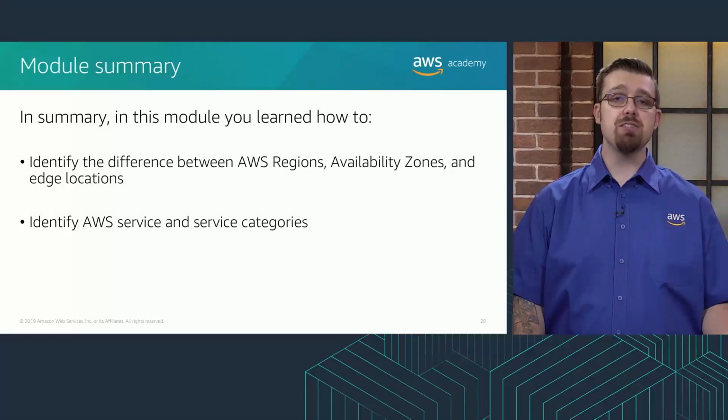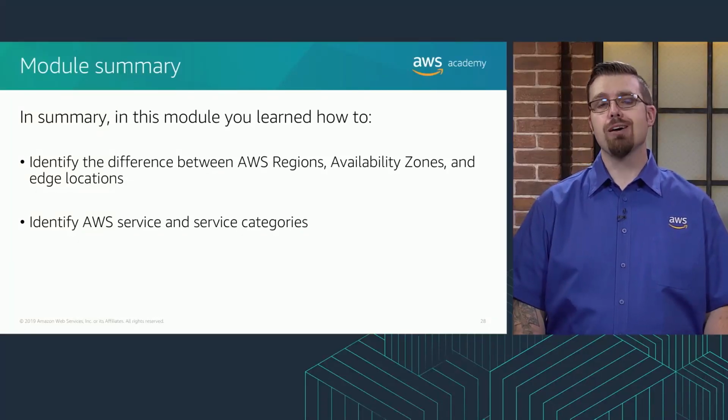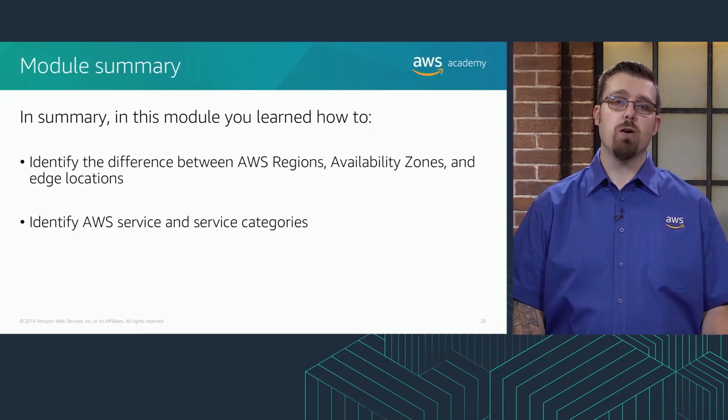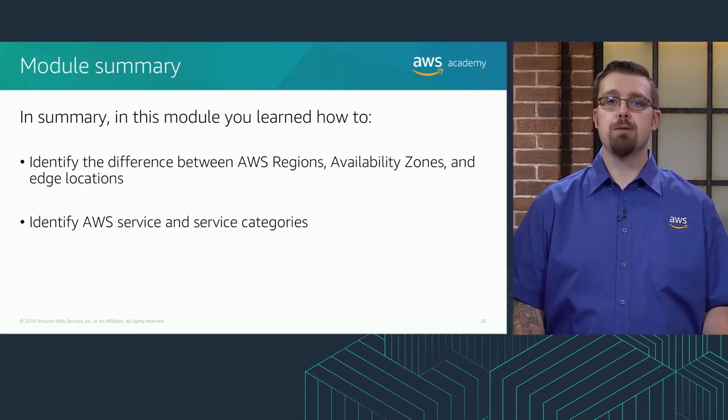It's now time to review the module and wrap up with a practice certification exam question. In summary, in this module, you learned how to identify the difference between AWS regions, availability zones, and edge locations. You also learned how to identify AWS services and service categories. Now let's take a look at a sample certification question.